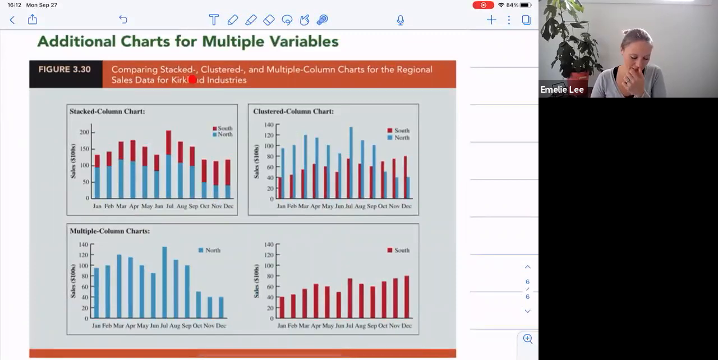So if we have multiple variables, right? And so now we're talking about multiple categorical variables, such as maybe we have the months, right? And then we want to look at the south versus the north. There are a couple of different ways that we can do that. So the first way is a stacked bar chart where each bar is, you know, given some amount of space for each of the categories within it, right?